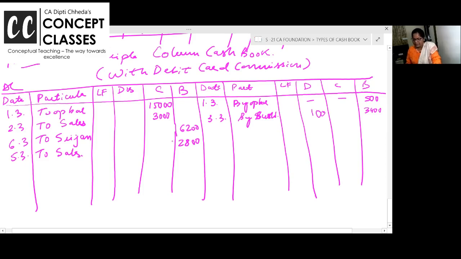Now, this check which I have received, 6,200 from Srijan, endorsed in favor of Adit on 7th. So I didn't receive the check and deposit in the bank. So when I receive the check, I should route it through cash account. Put a star mark. I'll give a note for this. When I received the check from Srijan, I have not deposited it in the bank. I just kept it here. So received the check from Srijan, 6,200.